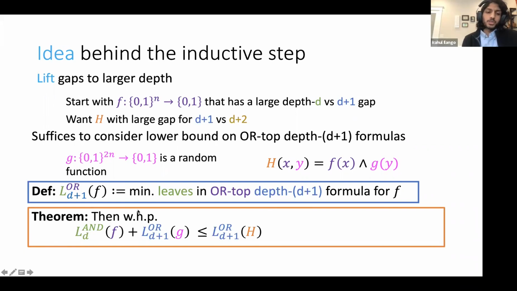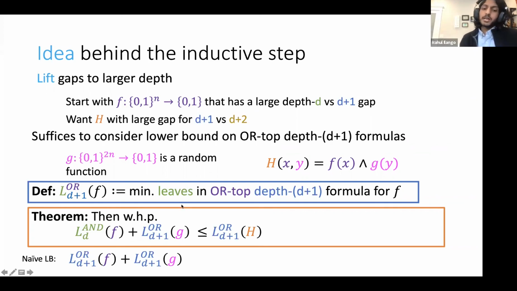Just to give you some context for what this lower bound is, it turns out the naive lower bound here is that this quantity is lower bounded by the depth d+1 complexity of f and the depth d+1 complexity of g. This is not too hard to prove, but if you haven't seen it before, I'll just gloss over it. So really the power of our lower bound is that we're able to trade the lower bound on f from being about depth d+1 complexity to depth d complexity.